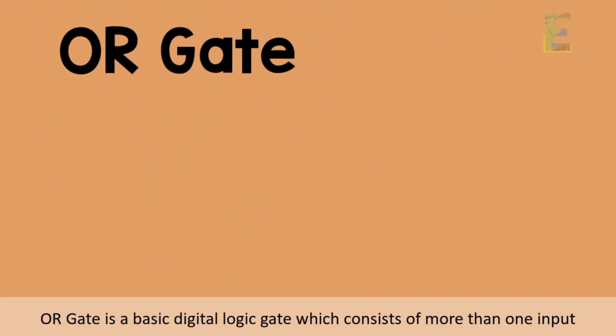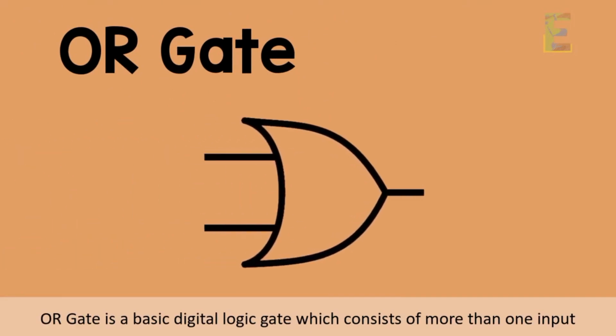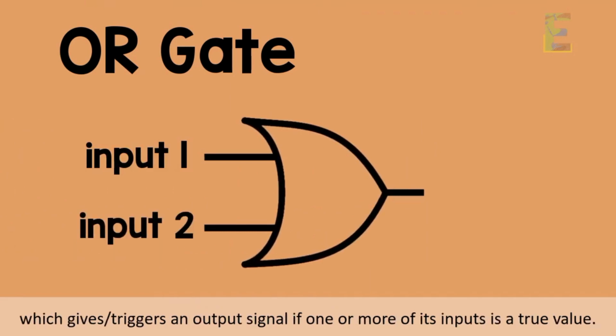One example of an OR gate is the check engine light of a car. The check engine light is displayed if any of the possible car faults is present in the car.